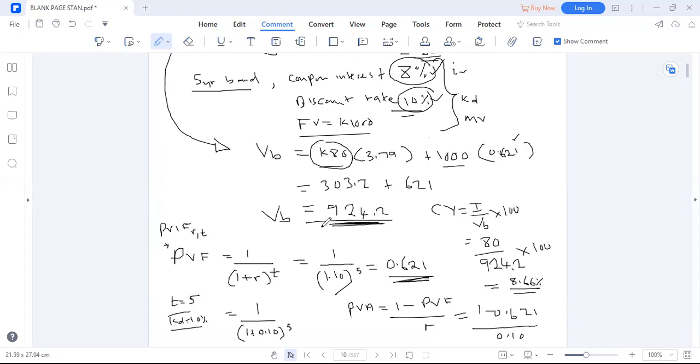Already, whenever the value of the bond is less than the face value, we know that this is a discount bond. So our value of the bond is 924. To calculate the return on this bond, we simply divide our coupon value over the value of the bond times 100. So 80 over 924 times 100, we get 8.66. This is what we call the current yield for the annual bond.